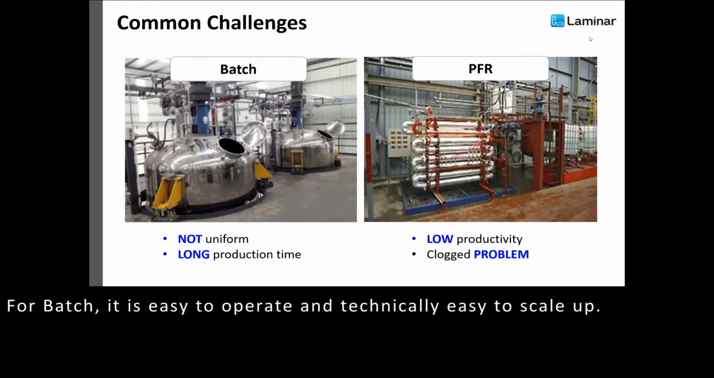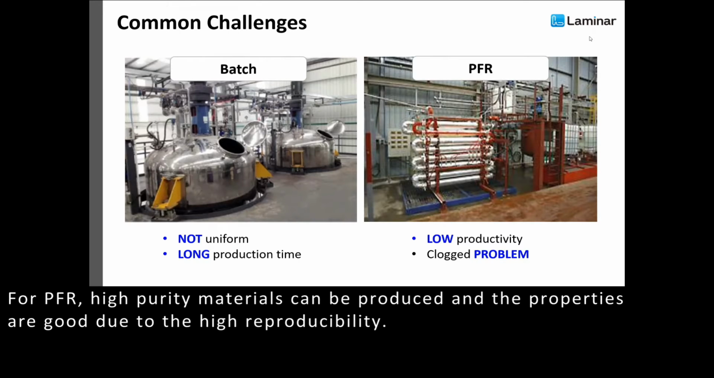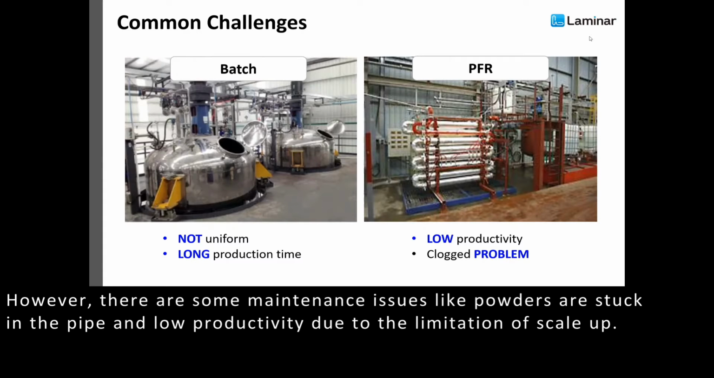For batch, it is easy to operate and technically easy to scale up, but it is hard to produce uniform particles and you will have such a long production time. For PFR, high purity materials can be produced and the properties are good due to the high reproducibility. However, there are some issues like powders getting stuck in the pipe and low productivity due to the limitation of the scale up.